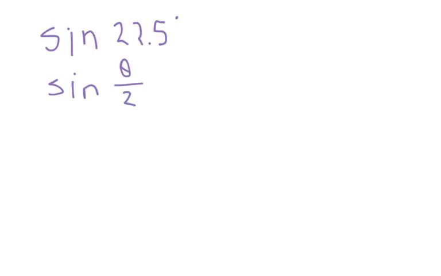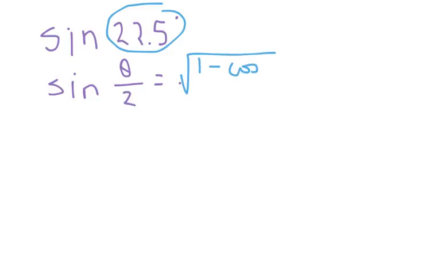Okay, so the first one we're going to do is sine of 22.5. Now, we know that this angle, 22.5 degrees, is not on your unit chart. But now we know the half angle formula. So my half angle formula is sine of theta over 2, which equals, in this case we already know we're in quadrant 1, so I'm going to do the positive square root of 1 minus cosine theta over 2.